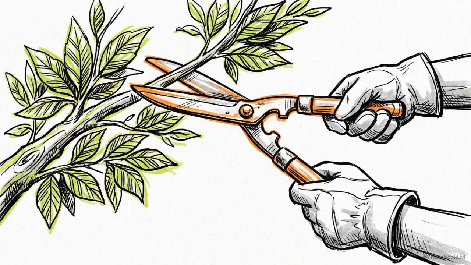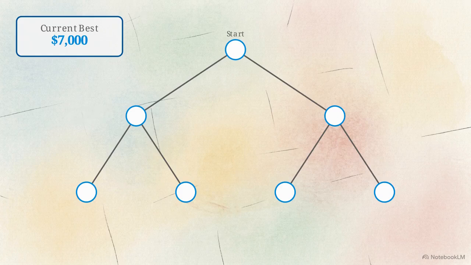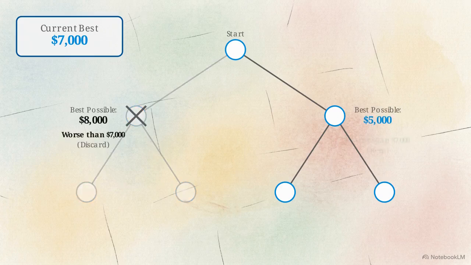When you skip over options like this, it can feel like you might be missing a better answer hidden somewhere in the branches you cut. But because we only discard a path when its best possible outcome is already worse than what we have, the math guarantees that the winner is still in the part of the tree we're keeping.